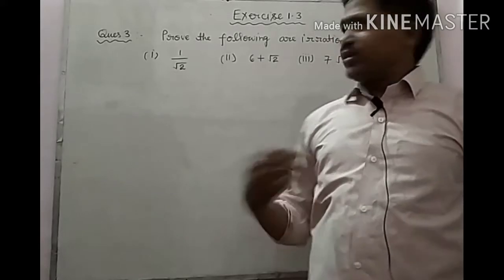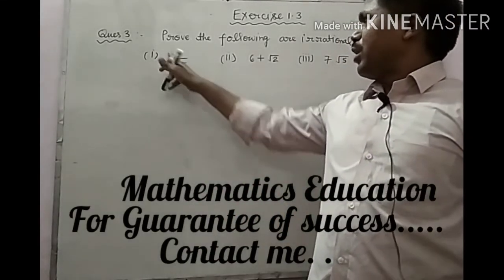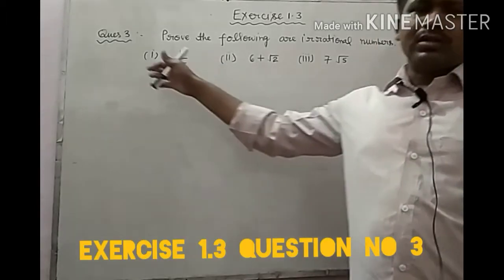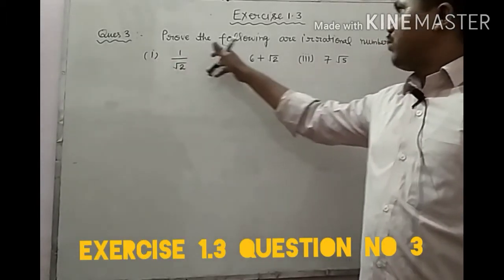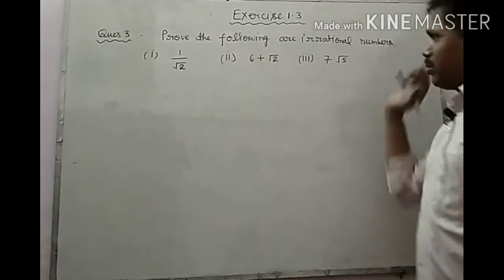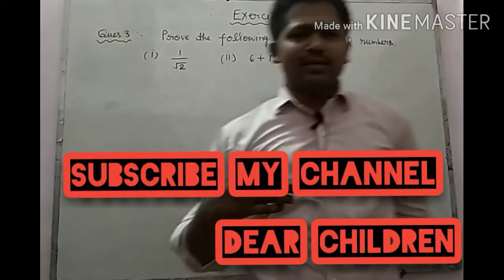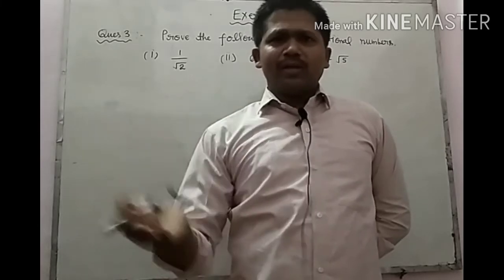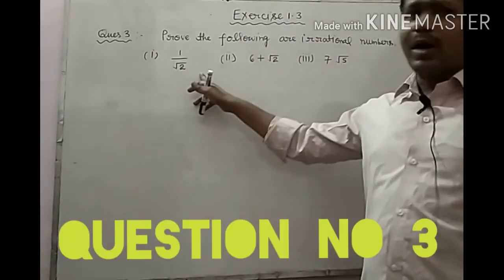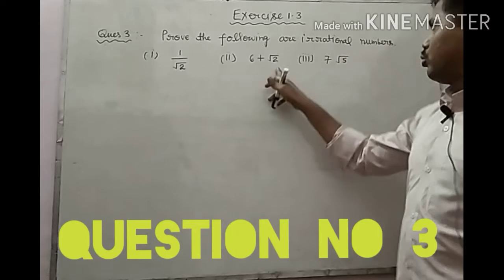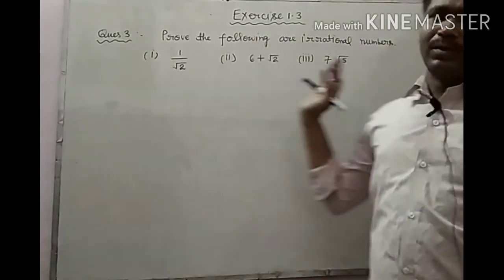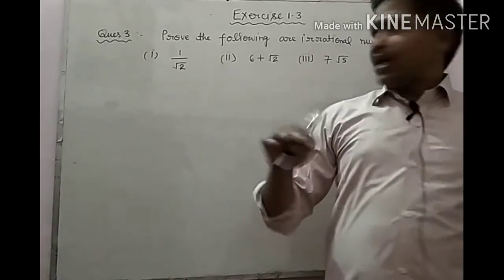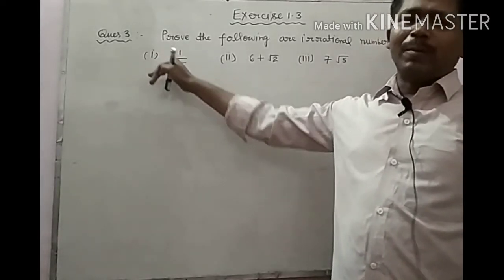Students, let us start with the first part, 1 upon root 2, which is given on your screen. Question three: prove that the following are irrational numbers. First part is 1 upon root 2, second part is 6 plus root 2, and third part is 7 root 5. First of all, we will solve the first part, 1 upon root 2.